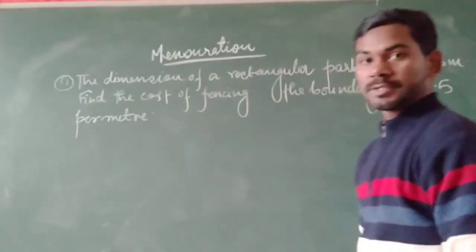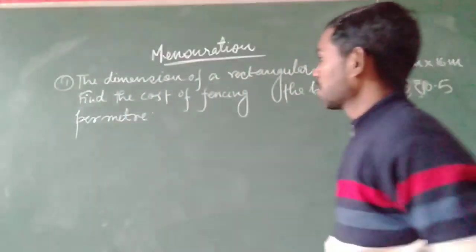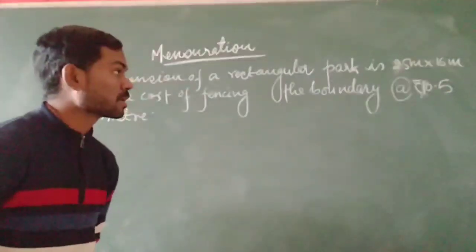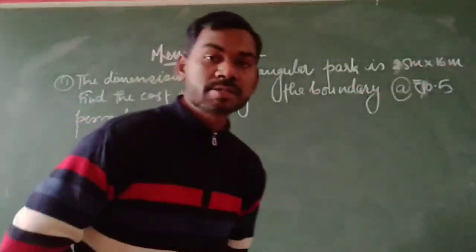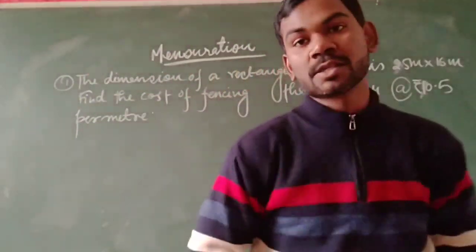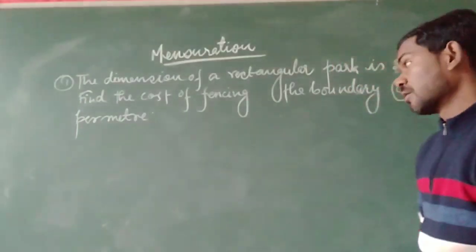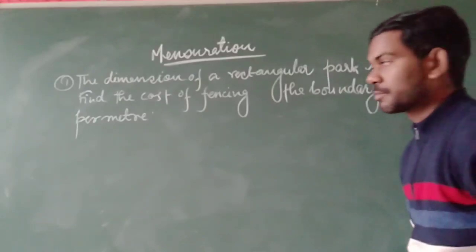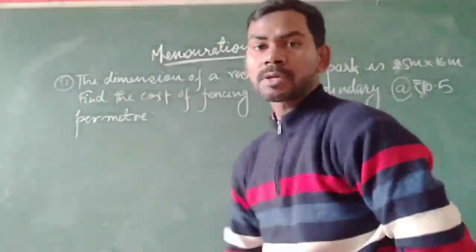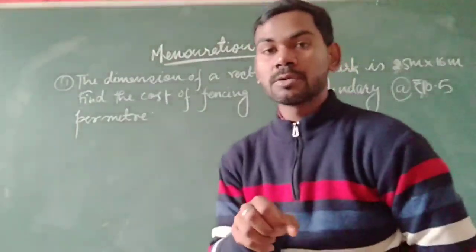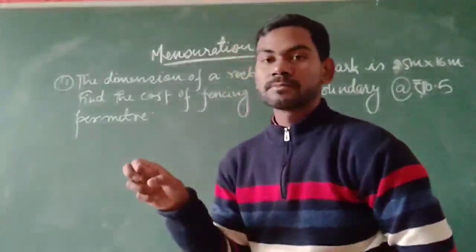So this is the question. The question is the dimensions of a rectangular park are 25 meter and 16 meter. So we have to find out the cost of fencing the boundary of the park at 10.5 rupees per meter. Here the most important thing is to find out the perimeter.